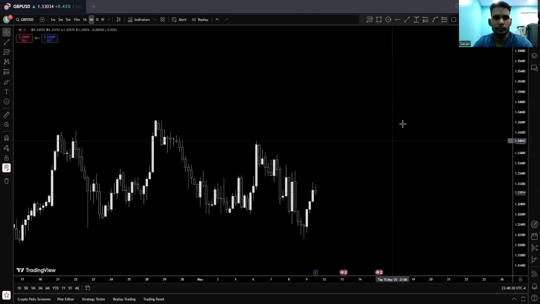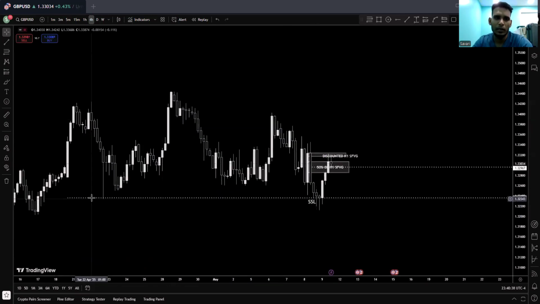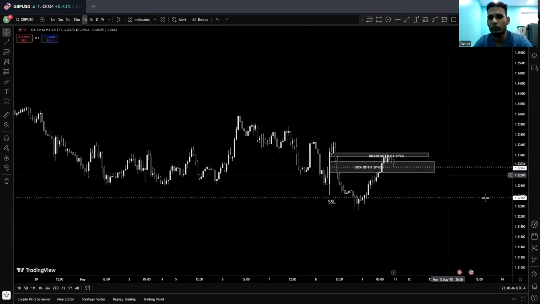Sorry, the 4 hour. To be honest, I don't really have anything in the 4 hour. I don't have any kind of fair value gap to look for a sell model, and price swept the liquidity and is expanding higher. I don't know how long it's going to expand. So I just move to the 1 hour.